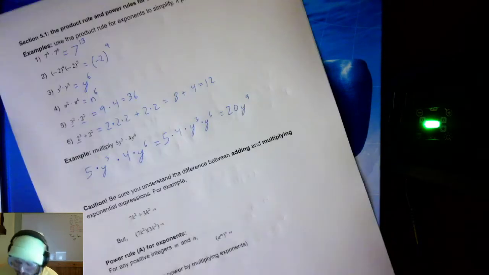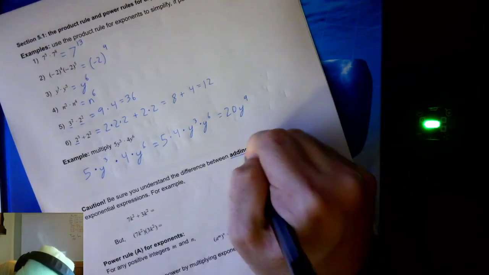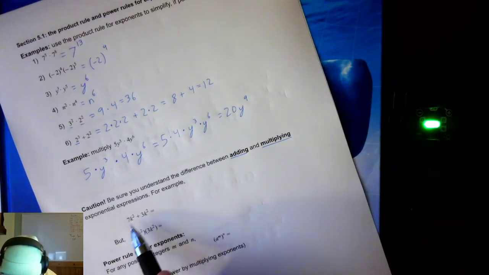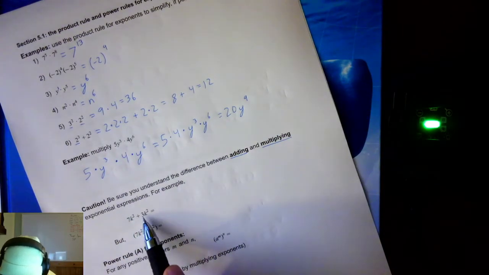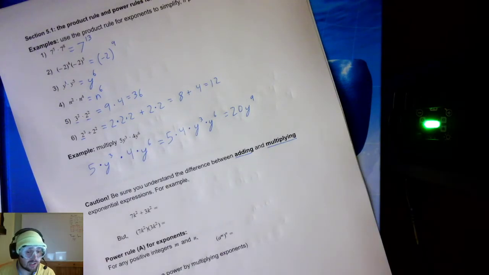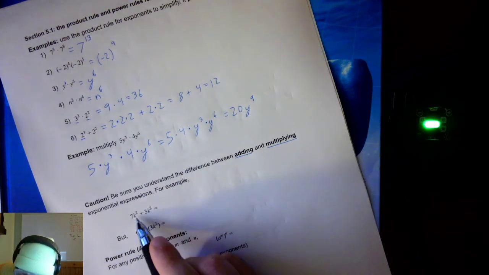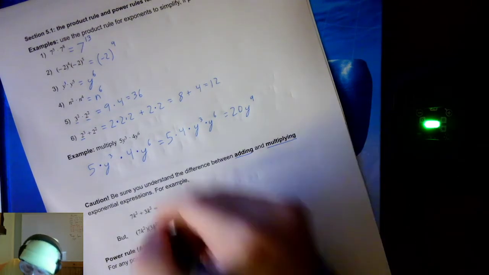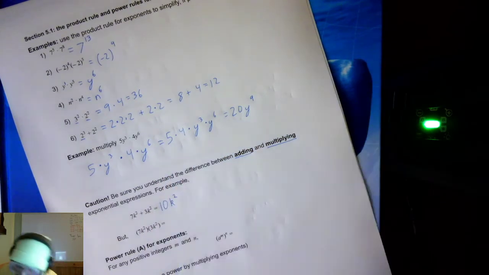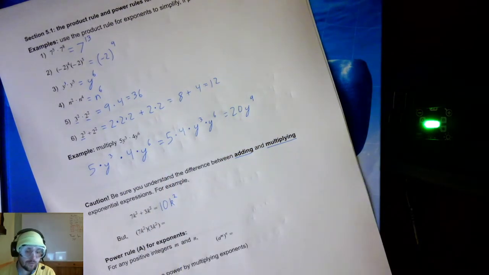Now be careful. Make sure you know the difference between adding and multiplying exponential expressions. Look, 7k squared plus 3k squared. Addition is when you see if things are like terms. K squared and k squared are like terms, so this one would be 10k squared, right? It's adding. We've already been doing that. That is not new. That is combining like terms.